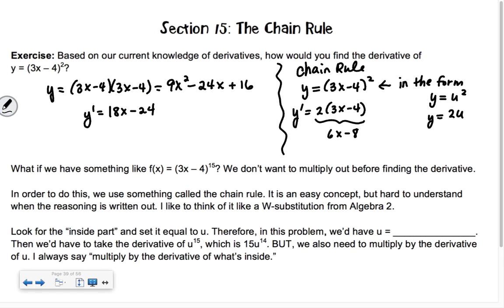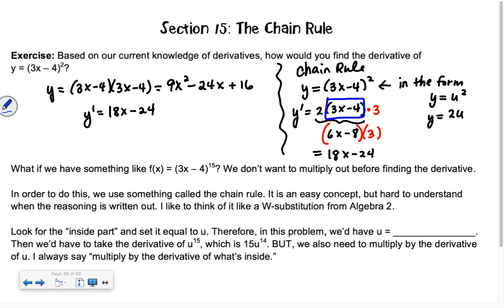So the thing that we are missing is what's called the chain. So we would need to multiply by a 3 to get our actual answer, which is 18x minus 24. And so the 3 is the derivative of the inside part. So the part that you let be u, you take the derivative of that u, right? So the derivative of 3x minus 4 is just 3, and you tack it on to the end. So sometimes the chain has x's and so on, but that's a pretty basic chain.